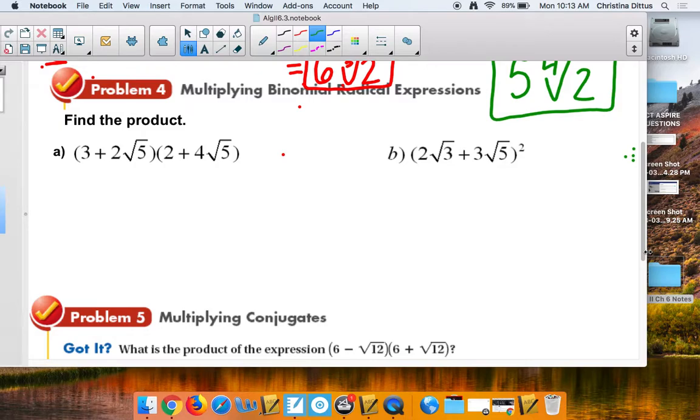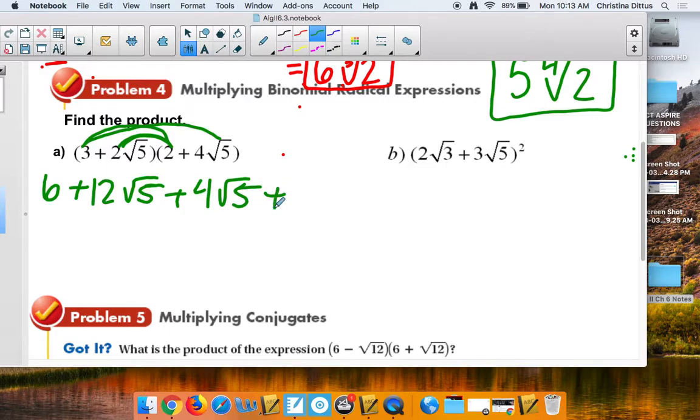Okay. First, 3 times 2. 6. Plus outside, 3 times 4 square root of 5. 12 root 5. Very good. Plus my insides. 4 square root of 5.